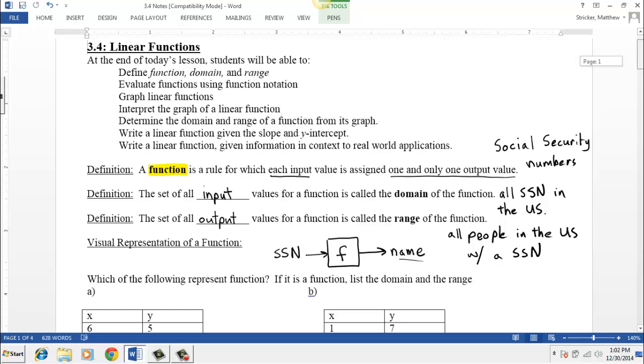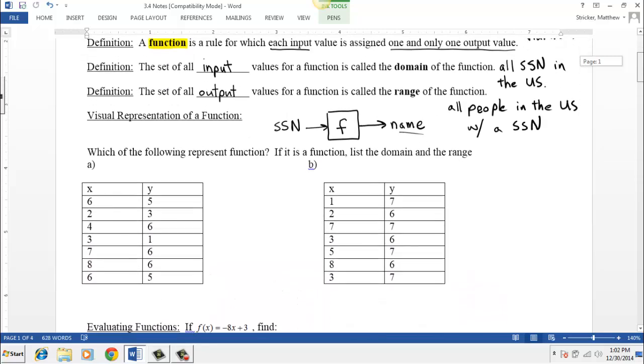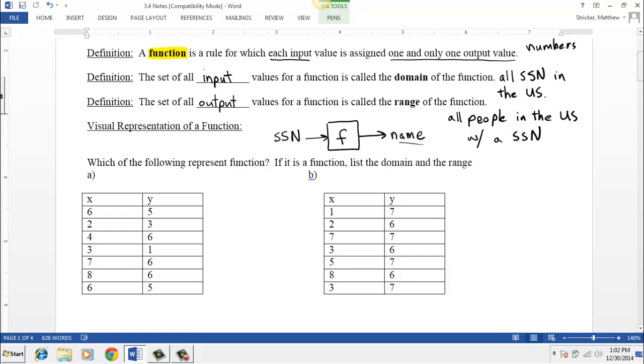That was an example in context of some real-world application. The next two examples also talk about the same idea of each input having one and only one output, but there's not really any context to it. It's just getting used to that idea. So for the first example, the x is our input, and the y is our output. That's typically what we use with functions. Then we should see, in order for it to be a function, going back up to the definition, that each input can have one and only one output.